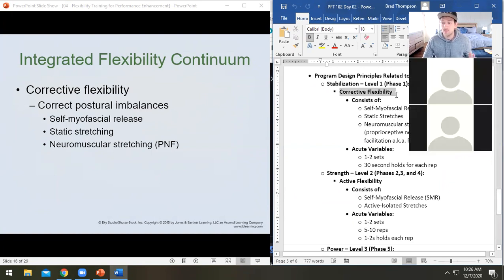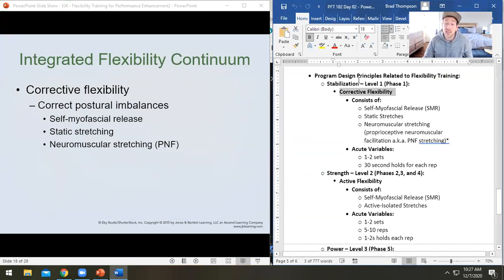So Charlie, this is sort of the key nugget you need to know today. When it comes to clients in stabilization, the type of flexibility that we're going to focus on is called corrective flexibility. So that's a category. Stabilization clients get corrective flexibility.